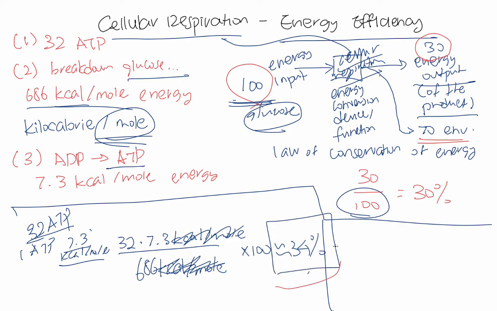Let's use a different color here. And so we can calculate then that the energy efficiency of cellular respiration is around 34%, give or take.